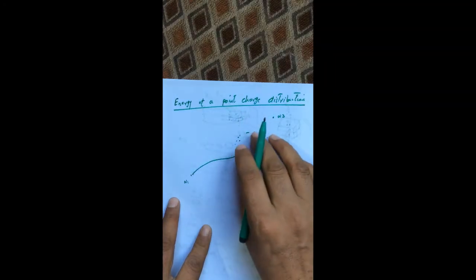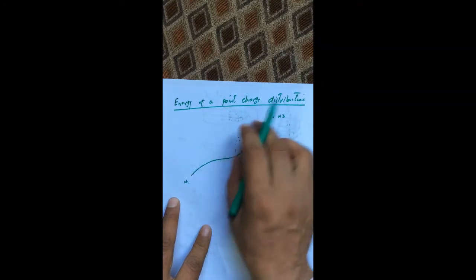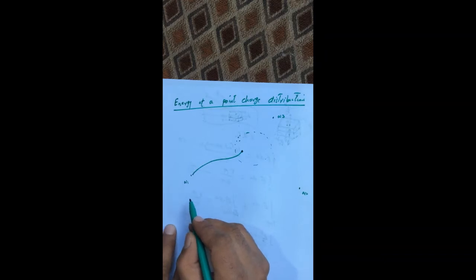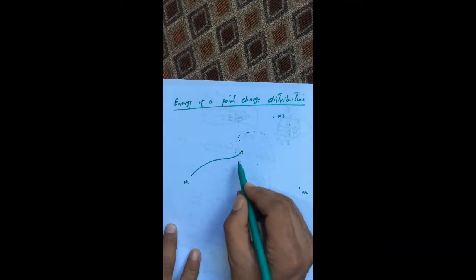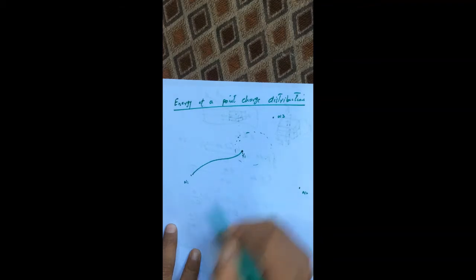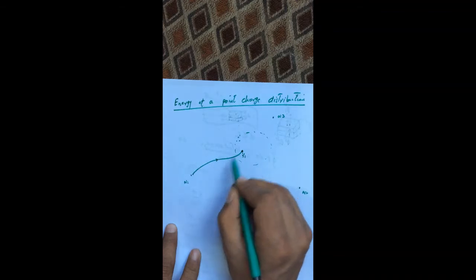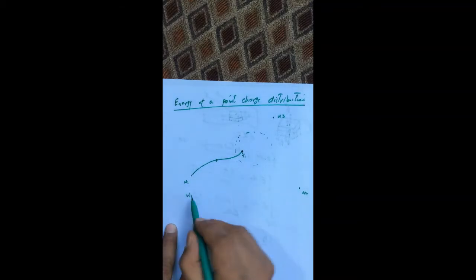Since there is no other charge present in this region, it means that the work done in bringing this point charge from infinity to this point, which I call R1, and this is the path of the charge Q1, then the work done, W1, in bringing the charge from infinity to this point is 0, because there is no field present.